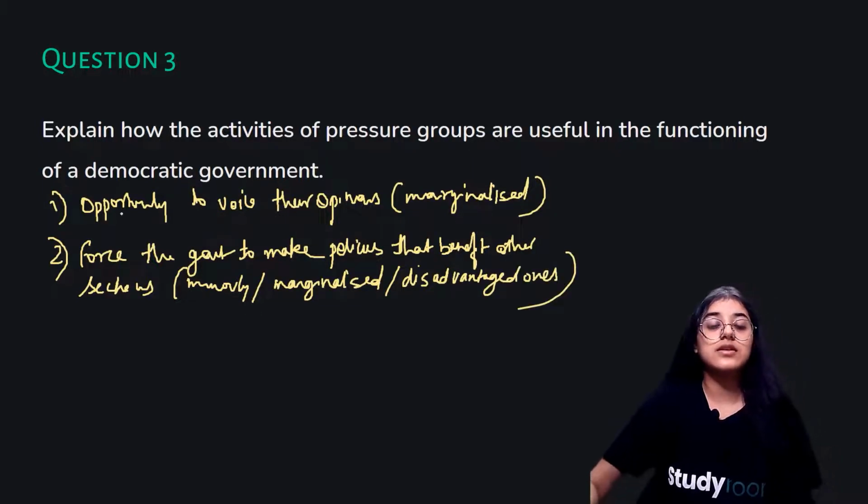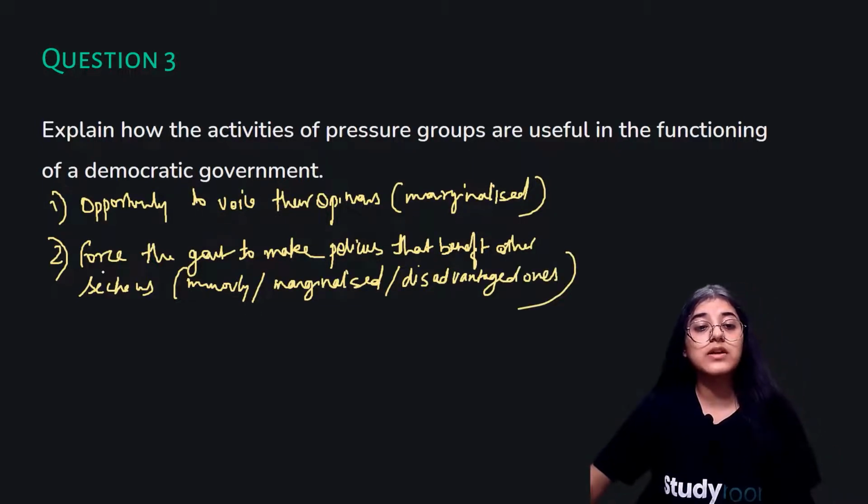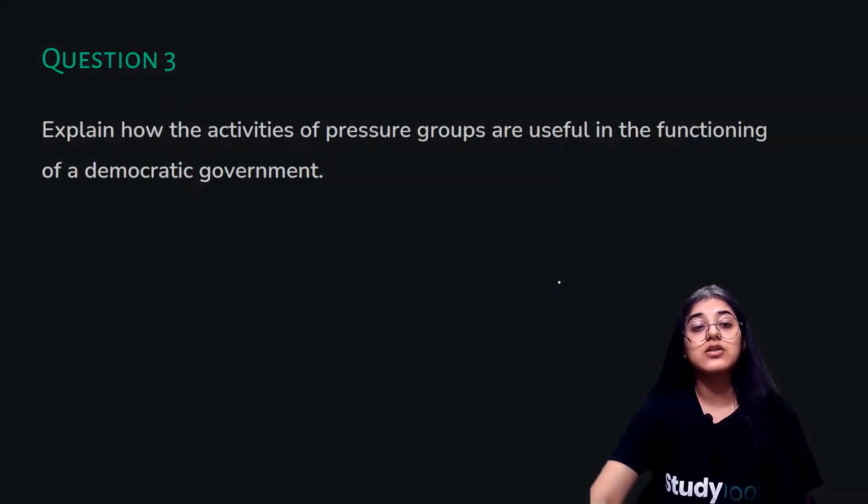Okay, so that's how it gives opportunity to the marginalized ones to voice their opinions. Second, they force the government to make policies for the benefit of other sections as well. That includes the minority, marginalized, or the disadvantaged ones. So they not only look after the rich and the powerful people, but also the ones which are disadvantaged in their conditions.